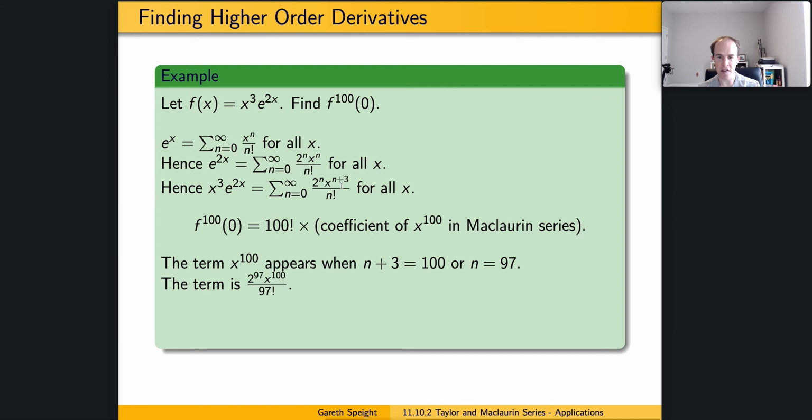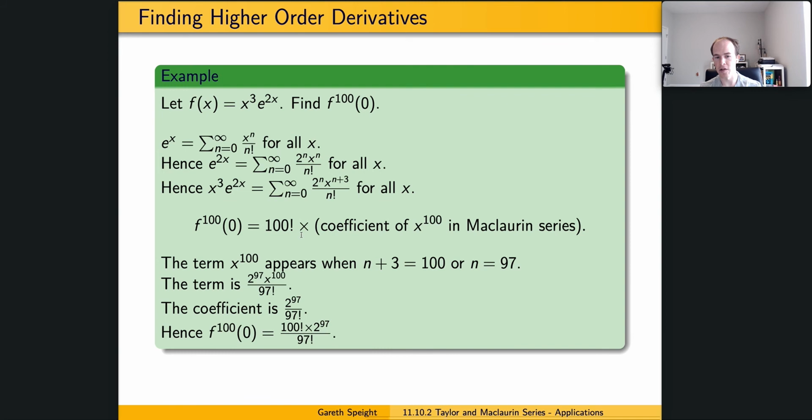Okay, so we figured out it happens when n equals 97. The term, which is the whole thing, is 2 to the 97, we're plugging in n equals 97, 2 to the 97, x to the 100 divided by 97 factorial. And then the coefficient is the part that does not include the x. It's the part that goes in front of the x to the 100. So the coefficient is 2 to the 97 divided by 97 factorial. And then we go back to our formula. The 100th derivative is 100 factorial times that coefficient. So we get 100 factorial times 2 to the 97 divided by 97 factorial.